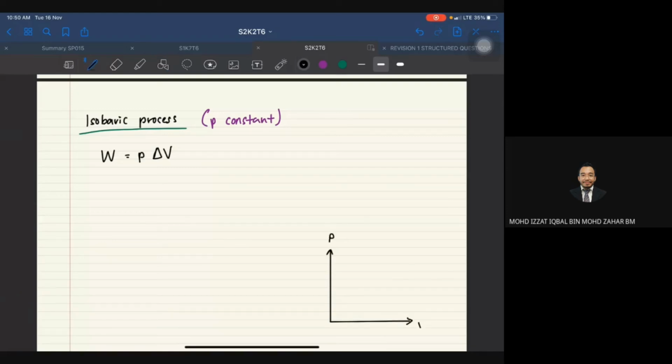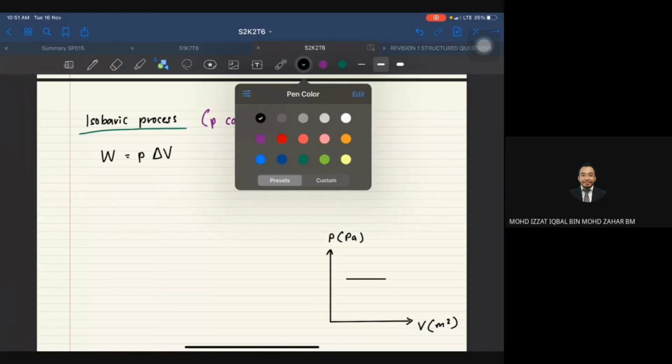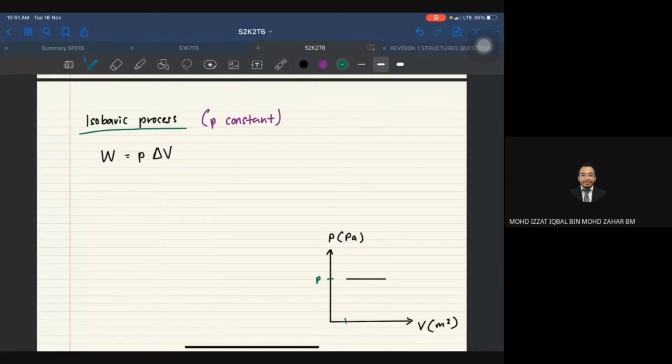P against V graph, again Pascal, volume meter cube. Okay, so kalau dia kata dia adalah constant pressure, so it means that for the process you will have a straight line. Tapi tadi kalau tadi horizontal, vertical, this one you will have horizontal. Satu values for P. And then you expect to have two values for V.